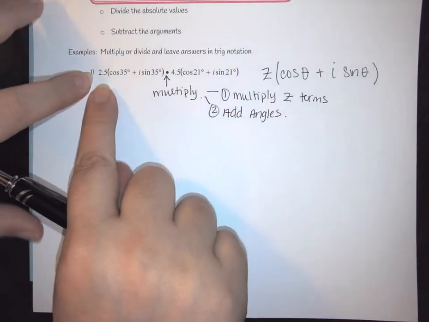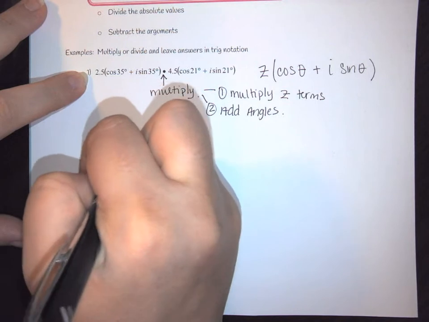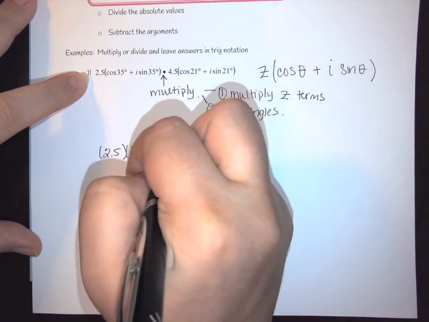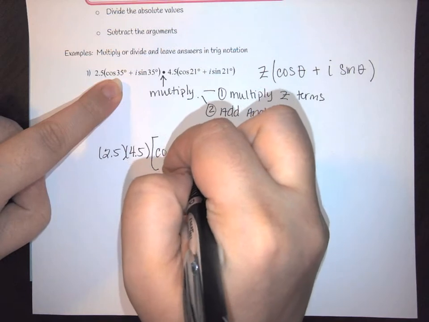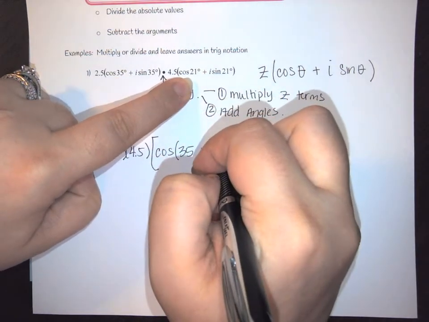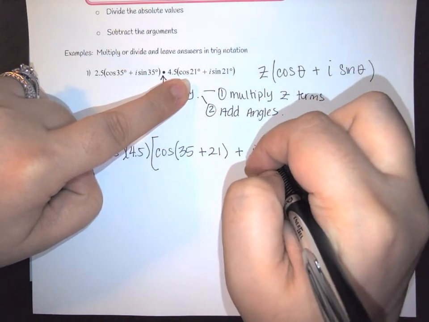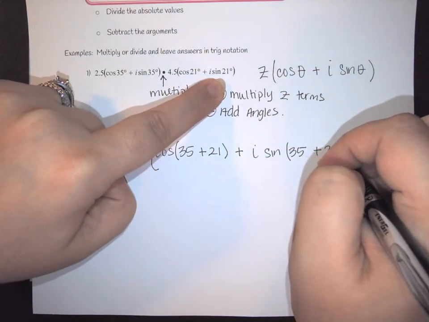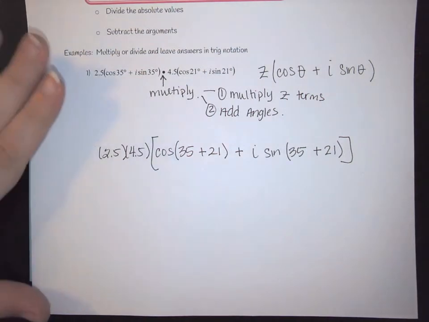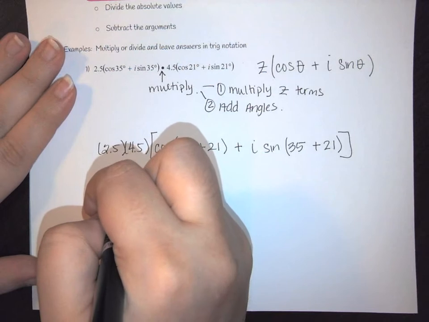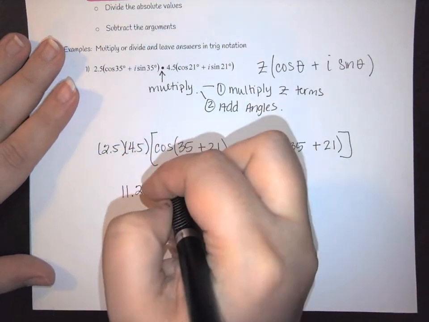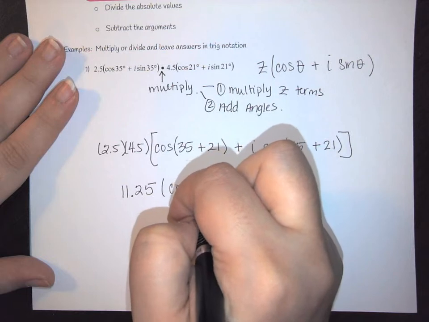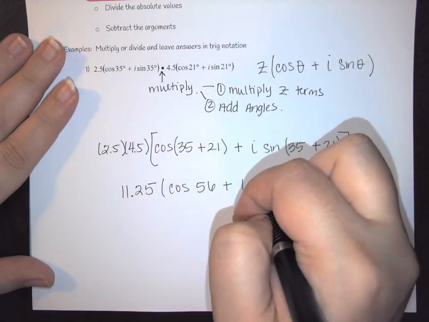So here, we're going to end up with 2.5 times 4.5. We're going to open a bracket, and we are going to have the cosine of my first angle, 35, added to my second angle, 21. Now this is plus i sine, again my first angle is 35, and we're going to add it to the second angle, 21. So do the math. 2.5 times 4.5 is going to give me 11.25. And then this is going to be times the cosine of 35 plus 21, which is 56, plus i sine of 56.